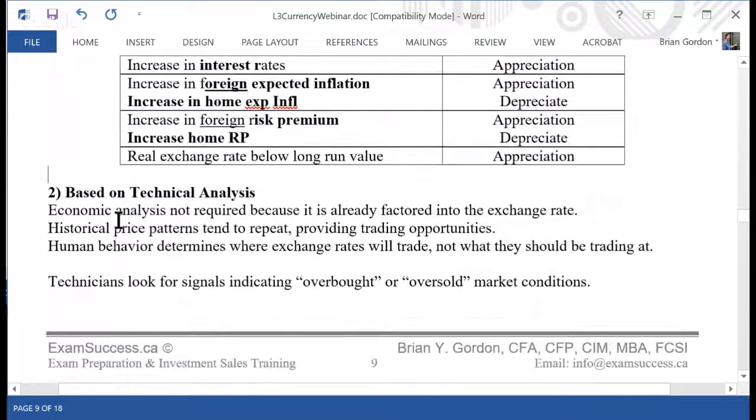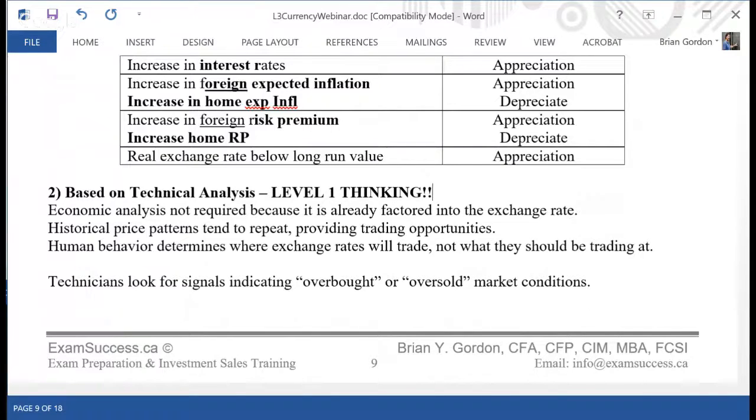Technical analysis. The only thing that I want you to think about here is that we look at prices for signals. We look at historical patterns, and those tend to repeat. There's a focus on emotions here: where will the currency trade, not values and what the currency should trade at. That's all nice to know. And here it's no stronger point than to say level one thinking.